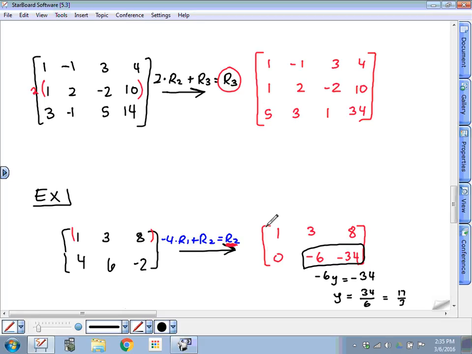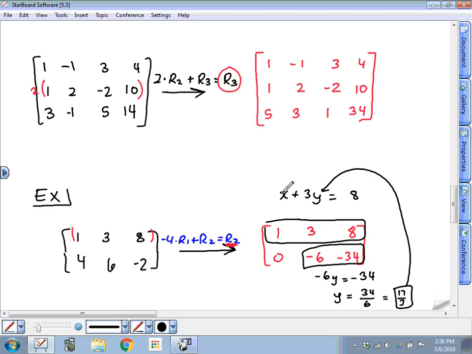And if we go back up here, this row represents the equation x plus 3y equals 8. And if we take this value of y and substitute it in there, we get x plus 3 times 17/3 equals 8. The 3's cancel. And if you subtract 17 from 8, that'll give you the value for x. x equals 9.